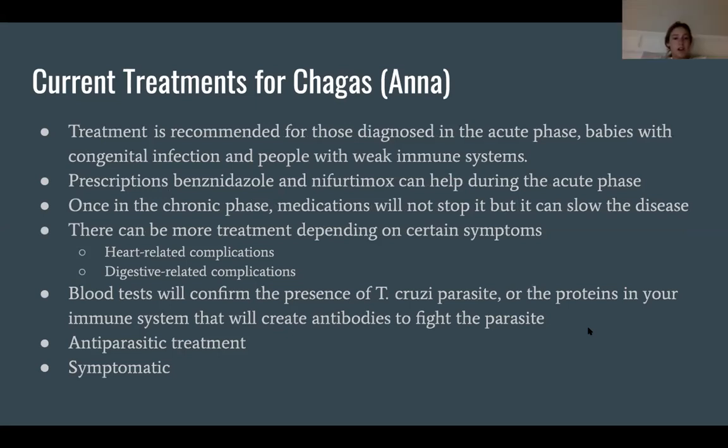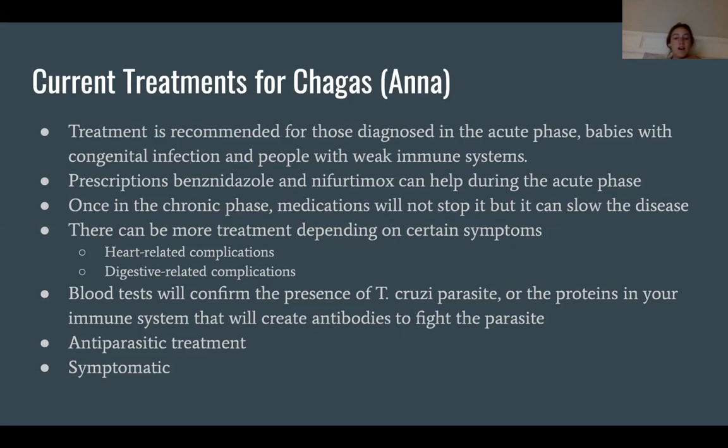Okay, so current treatments for Chagas right now is, so treatment is recommended for those diagnosed in the acute phase, babies with congenital infection, and people with weak immune systems, and like suppressed immune systems. So prescriptions that can be prescribed for it are benznidazole and nifurtimox, which can help during the acute phase. So benznidazole, I don't know how to say that, is approved by FDA for children ages 2 to 12, but it's not available in the US pharmacies.